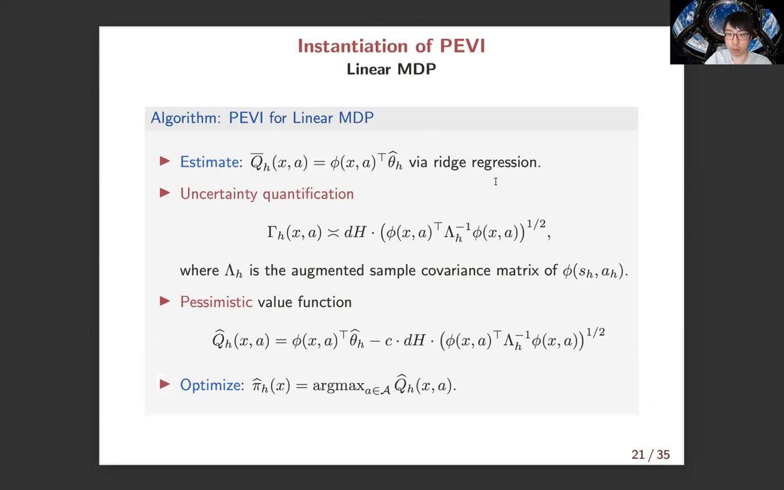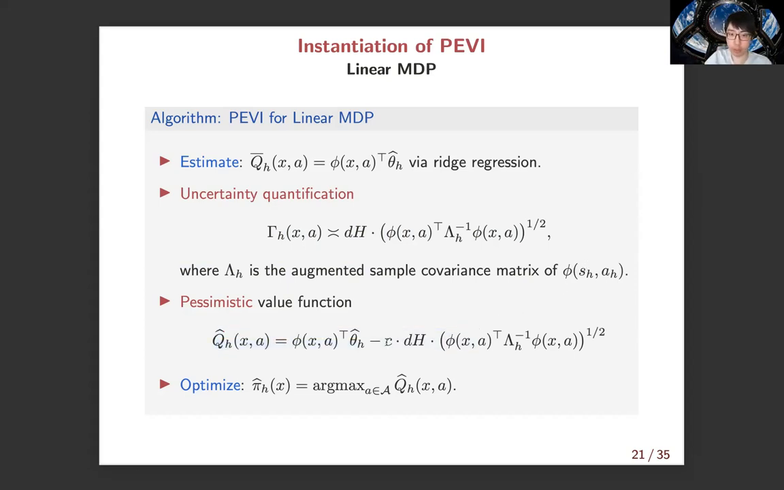And then this procedure boils down to first doing the estimation via ridge regression, and then we can use some closed form to quantify the uncertainty. Right? So this is the form of the confidence interval for linear regression. And then here, this lambda matrix is just the sample covariance matrix up to some normalization.